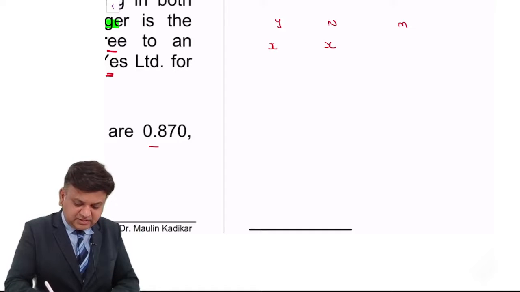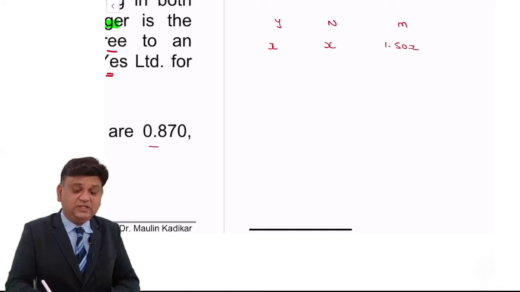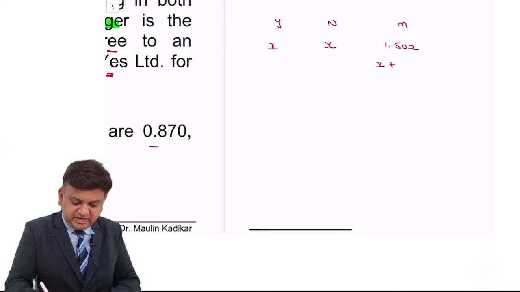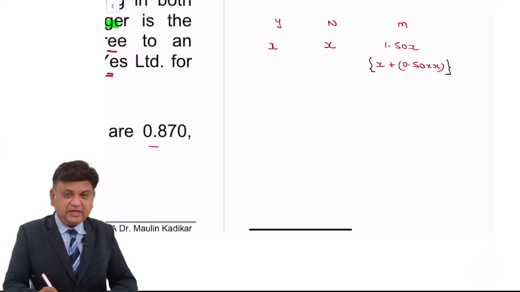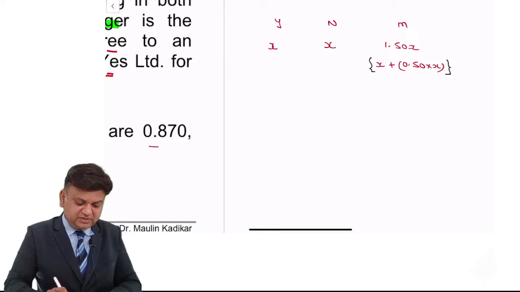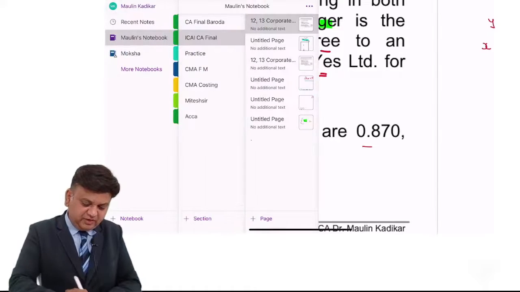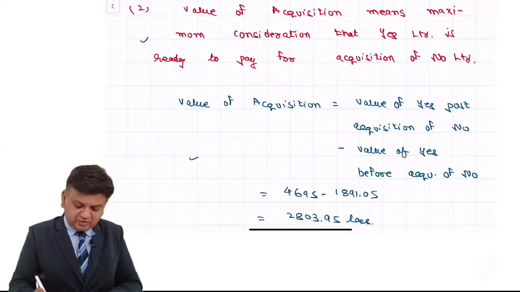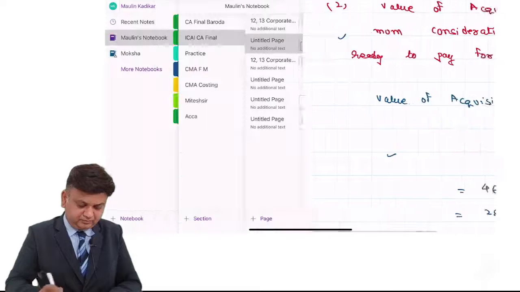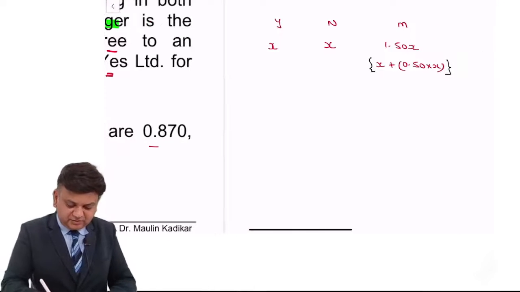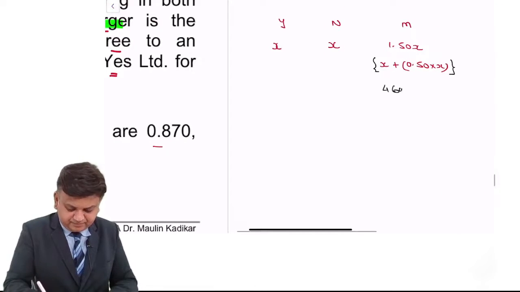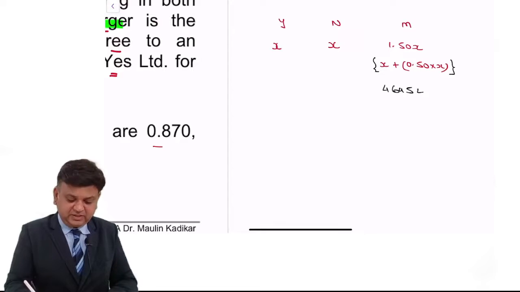So for the merged entity, the number of shares would be 1.5X. Why? Because the exchange ratio is given as 0.5: X plus 0.5 into X. That is the way the number of shares of the merged entity can be calculated. Now as far as the value of the merged entity is concerned, which we already have found over here, it is an amount of 4695. So this 4695 is the value of the merged entity.